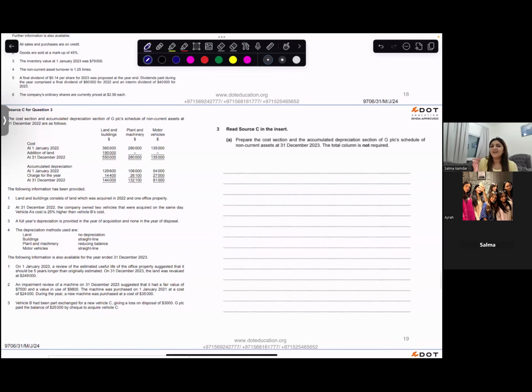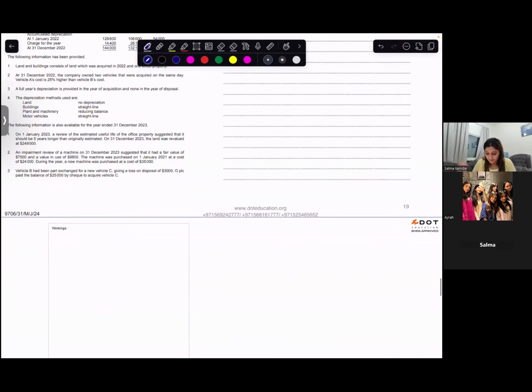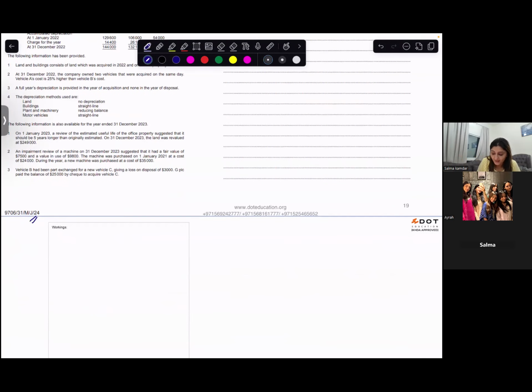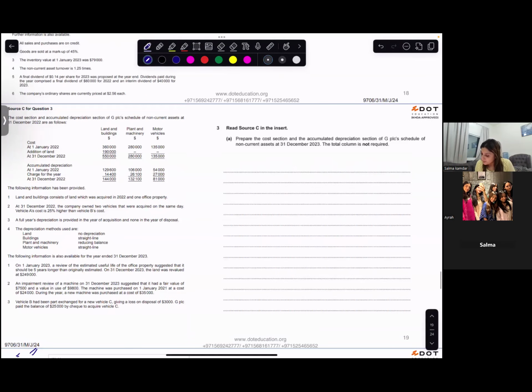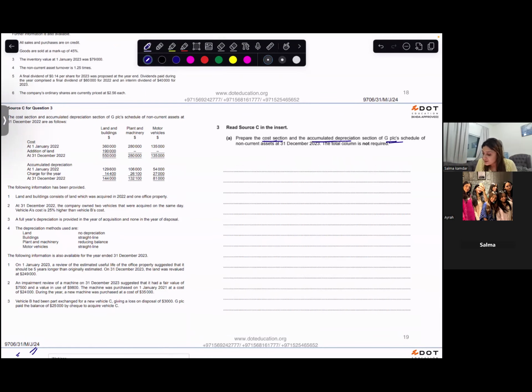This is property, plant, and equipment, where you have to prepare a non-current asset schedule. This sum has come in May-June 2024, paper 31. What they want from you is to prepare the cost section and the accumulated depreciation section of GPLC's schedule of non-current assets.